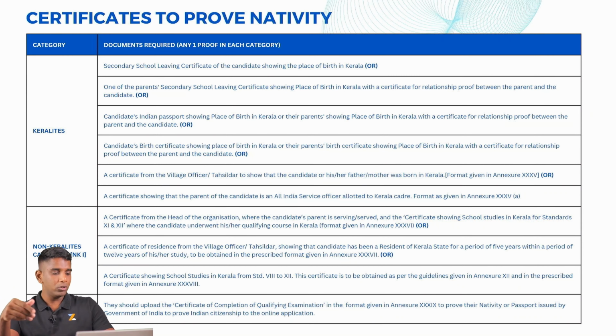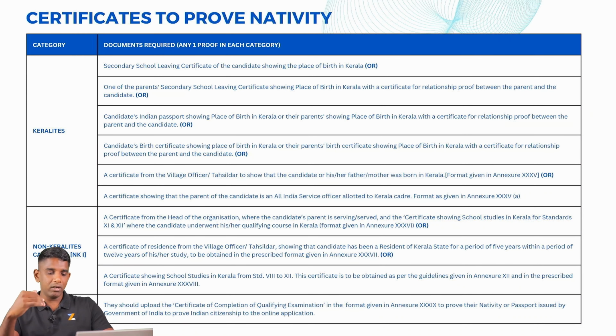And last we come to non-Keralite category 2 candidates. They should upload their certificate of completion of the qualifying examination, which is the 12th standard, showing that they have completed their 12th standard examination. This is a different certificate, and the format is given in the annexure. Candidates can look at the format and get it filled out. A few signatures from the principal of the school will be needed, and maybe their seal will also be needed. So take a look at the annexure.